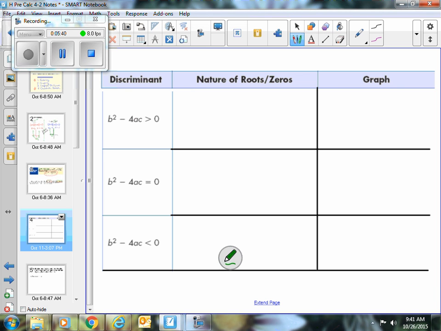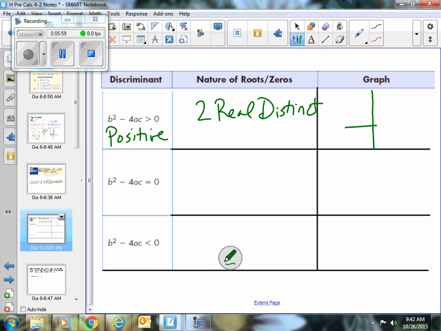So if it's greater than 0, that means positive. Can you take the square root of a positive number? Well, sure you can. When you take the square root of a positive number, you get 2 real distinct roots because it would be plus or minus. So we get 2 real roots. You can take the square root of a positive, and that means for your graph then, your parabola must be crossing the x-axis in 2 places. So you would have 2 x-intercepts. So distinct means different locations. So it's square root, plus or minus 2 different numbers, but you can take the square root of a real number.